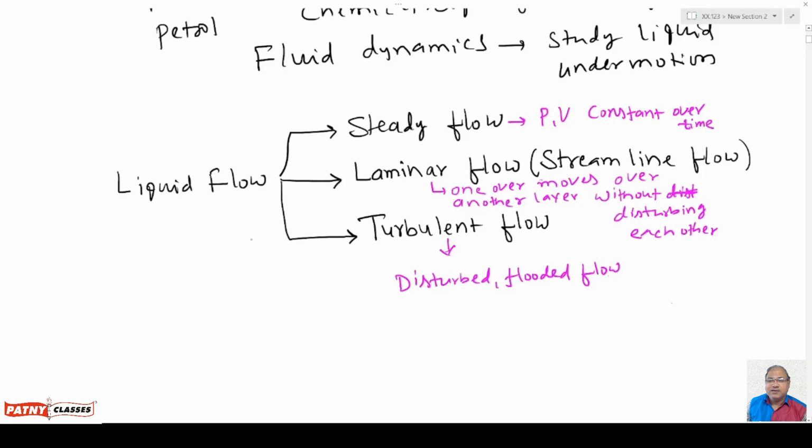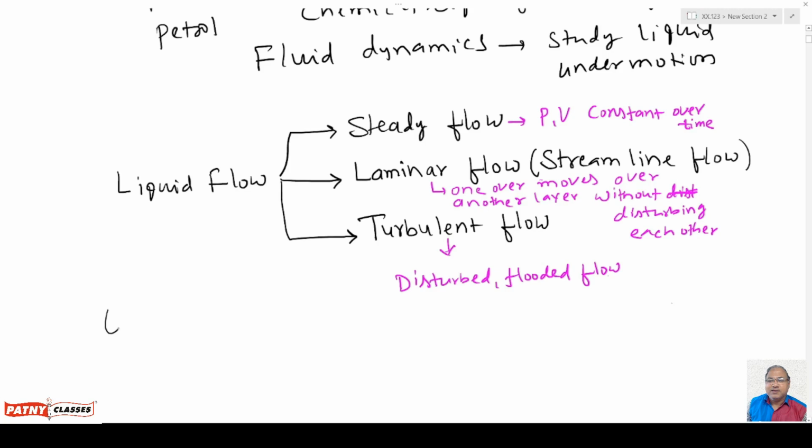Now, liquid flow. We can talk under three categories, three types. First type is steady flow. Second one, laminar flow. And third one, turbulent flow. So we classify liquid flow under three categories: steady flow, laminar flow, and turbulent flow.